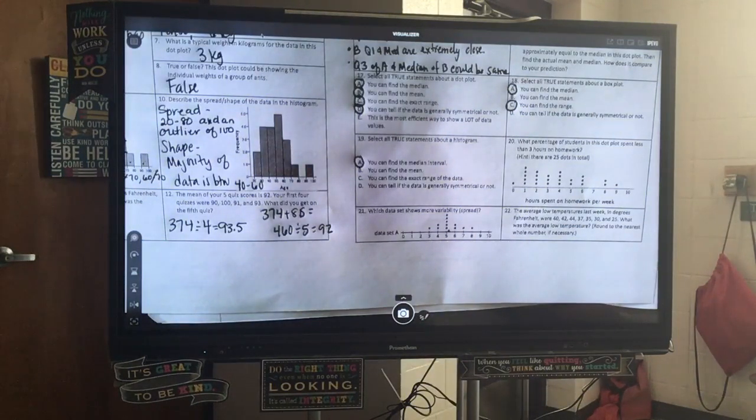Alright, so B. You can find the mean. Technically you can, but we do not. Okay. I stood up. Hooray. I was gonna stand up. Alright, I'm right, but I'm not. C. You can find the exact range of the data.